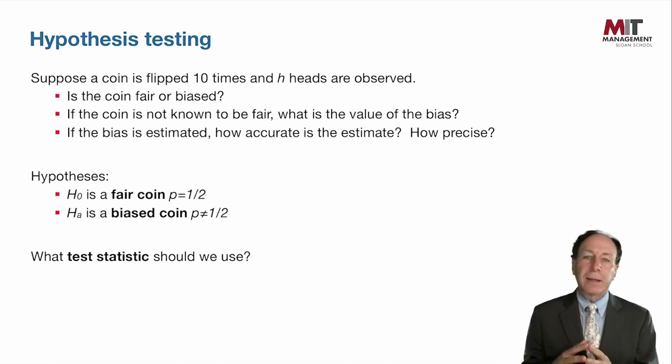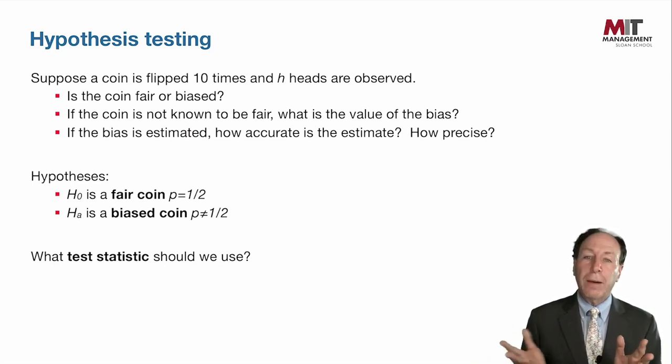Just to keep in mind a simple example before we turn to the random walk, imagine that we're flipping a coin to see if it's a fair coin. So we take a coin, we flip it 10 times, and we observe a bunch of heads, and we ask, is the coin fair or biased?